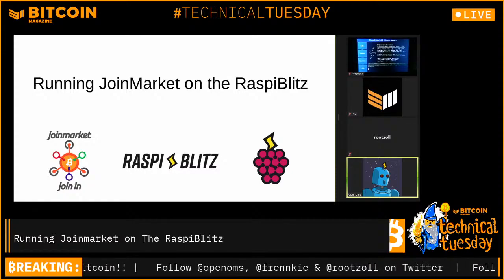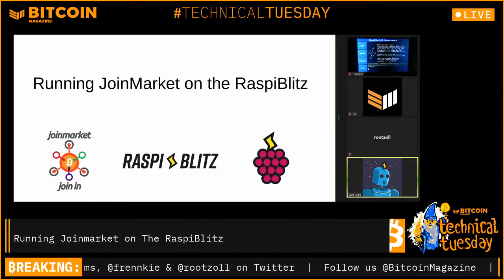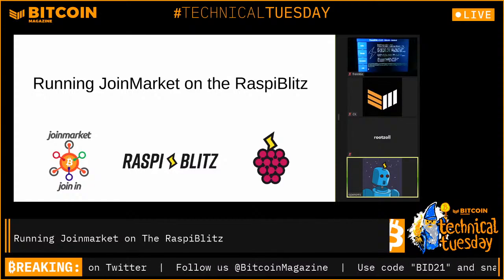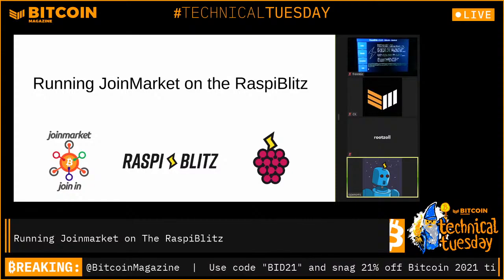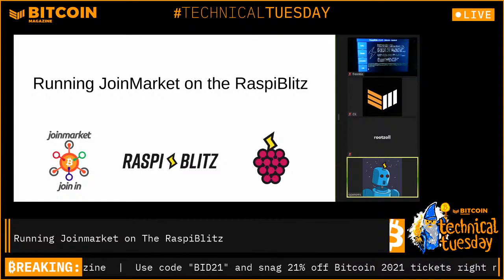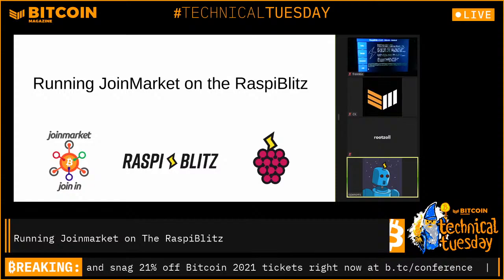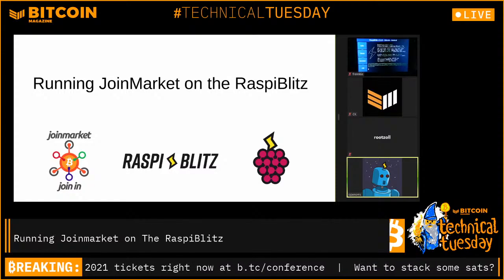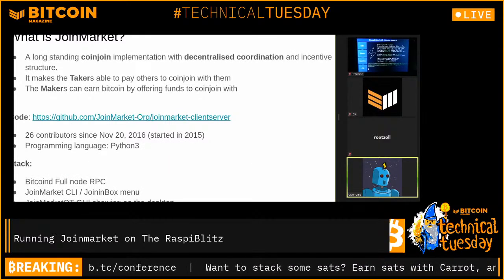And so I just would like to go through JoinMarket in general, why we put energy into it, how it looks when it's working on the Raspiblitz, and also what this menu looks like, which in a standalone version is otherwise known as JoinInBox as well. So I'd like to start with just a couple of words about JoinMarket.